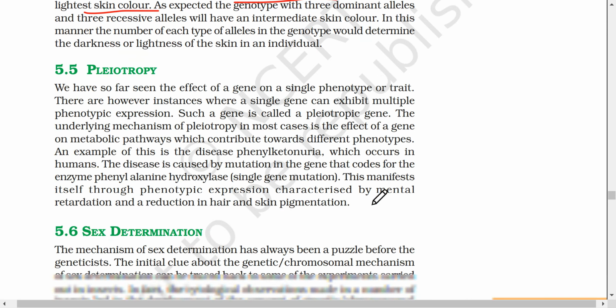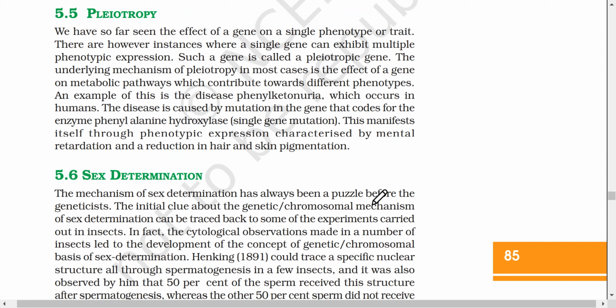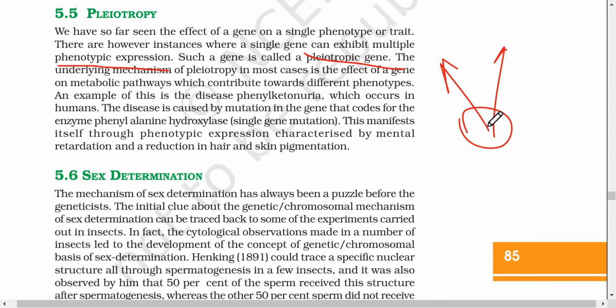Also, pleiotropy. We have so far seen the effect of a gene on a single phenotype or trait. एक gene एक ही phenotype और character या trait को depict कर रहा था. But however, a single gene can exhibit multiple phenotypic expression. एक gene है, बहुत सारे characters को control कर रहा है. ऐसे जीन को pleiotropic gene बोलते हैं.